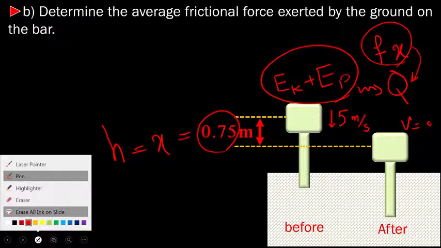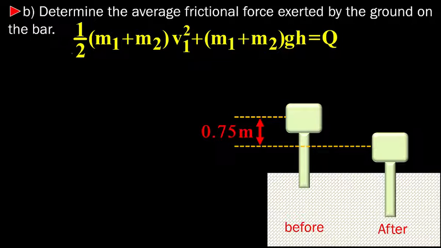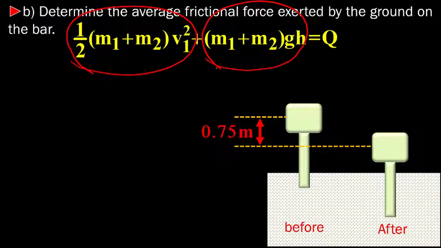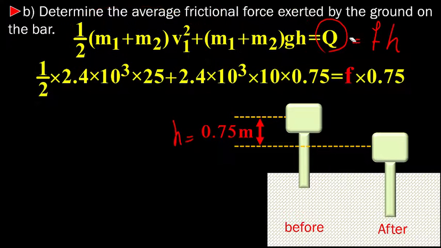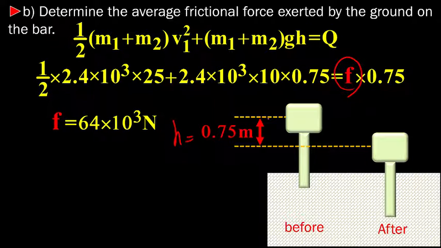Okay, so based on the conservation of energy, the total kinetic and potential energy of the system before it digs into the ground will be the left side of the equation. The right side is Q, the produced heat, which is F times H. H is the distance traveled by the system to come to rest. So we can substitute the values, and here the frictional force is what we are looking for. If we solve the equation, we can find the frictional force to be 64 times 10 to the 3 newtons.